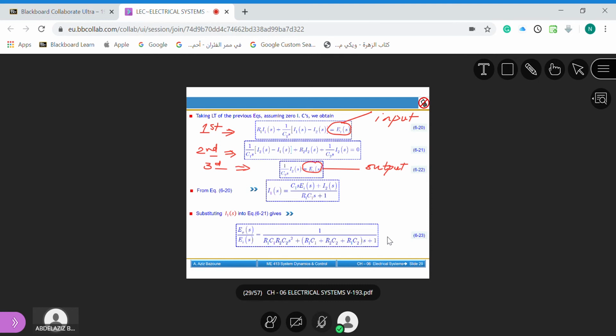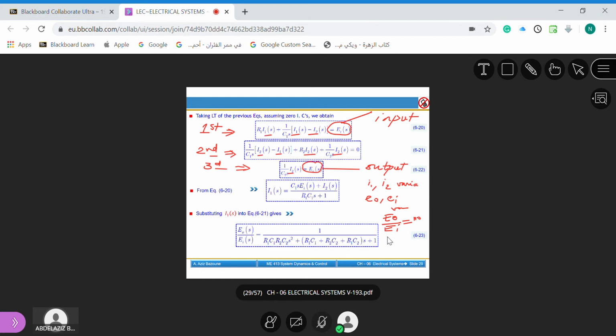Here you see that we have many variables. We have I1 and I2 variables, and we have Eo and Ei as variables also. So in our transfer function, when we are looking for Eo over Ei, we should get rid of the variables I1 and I2.